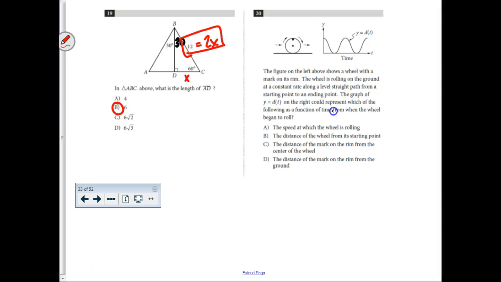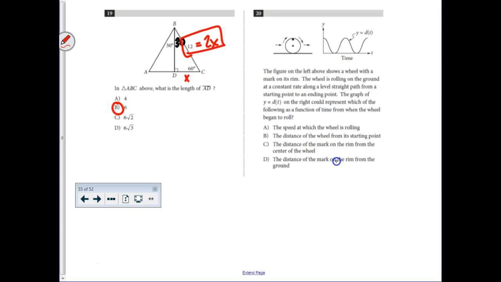Function of time from when the wheel began to roll. Okay, so as time progresses, would it make sense to say that that curve's representing the speed of the wheel, the distance of the wheel from the starting point, the distance of a mark on the rim from the center of the wheel, or the distance of a mark on the rim to the ground?